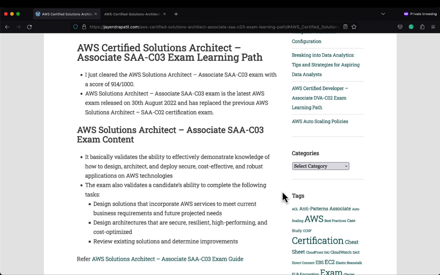To give you some background, the AWS Solutions Architect Associate exam is one of the very first exams that was released by AWS. SAA-C03 was just released on 30th of August 2022 and is an updated version of the previous SAA-C02 exam.